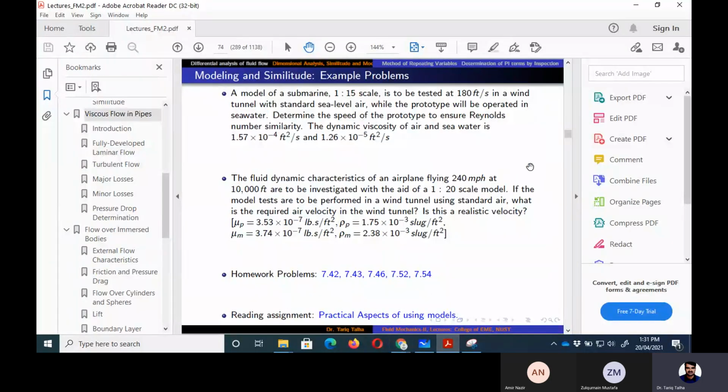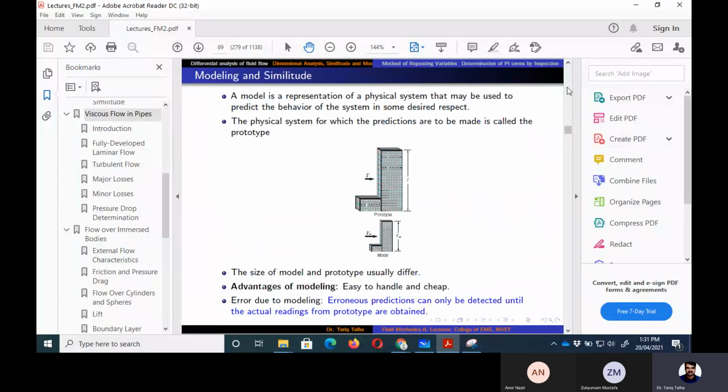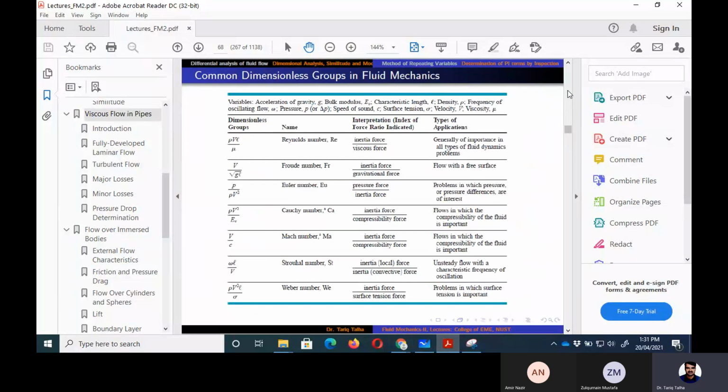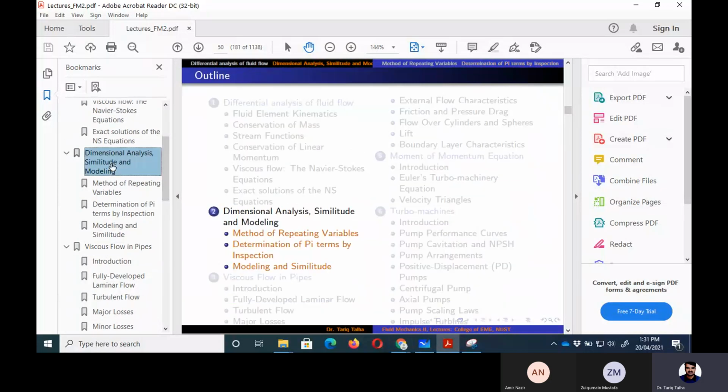So in the last class, if we can recap quickly, in the last chapter, which is chapter number 7, we discussed dimensional analysis, similitude, and modeling. Basically, this chapter is related to experimental fluid mechanics. If we need to conduct experiments, first of all, we need to come up with dimensionless products, which are called pi terms. And for that, we discussed two methods. One was the method of repeating variables, and the other was the method of inspection.